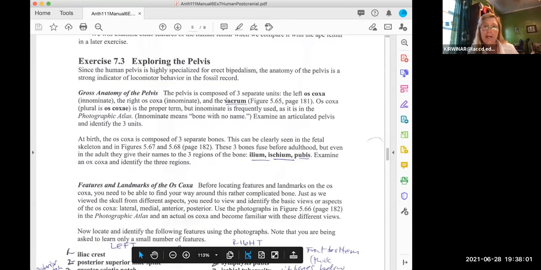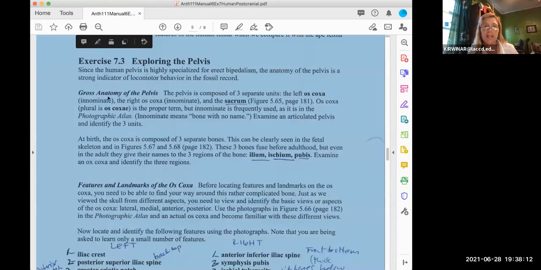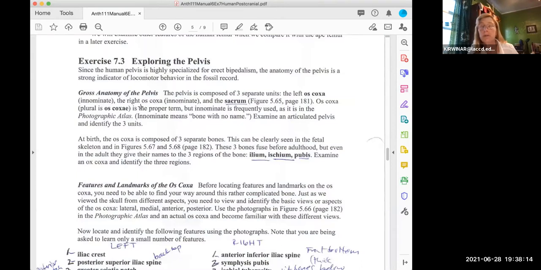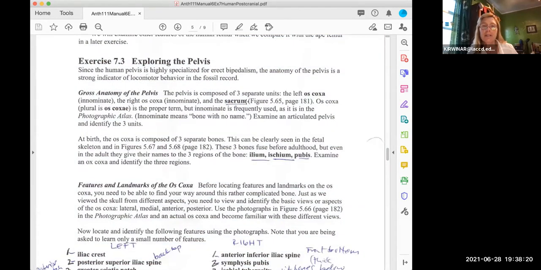It says the pelvis is composed of 3 separate units. The left os coxa, also called the innominate. You don't need to know that for this class. Nobody uses that word as far as I know. The right os coxa, and then the sacrum. Well, there's another little part called the coccyx, but we'll get that in a moment.